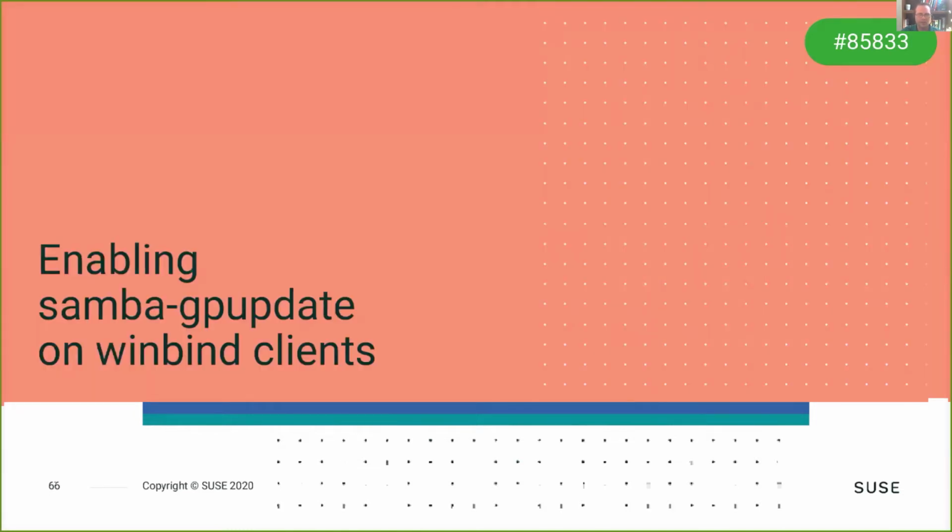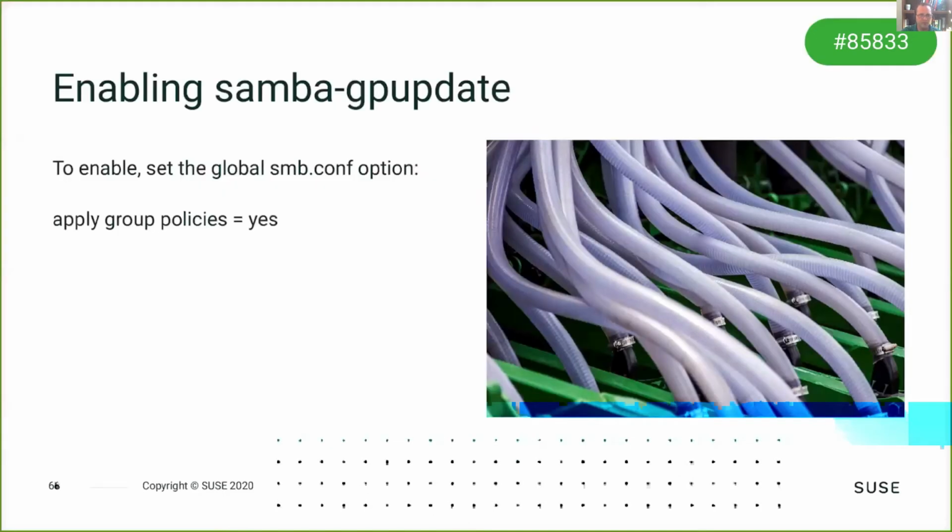In order to use group policies in Winbind, we'll need to first enable it on the Winbind clients. Enabling the following setting in Winbind will cause Winbind to execute the samba-gpupdate command on a regular interval. To enable it, set the Apply Group Policies global option in smb.conf to Yes.